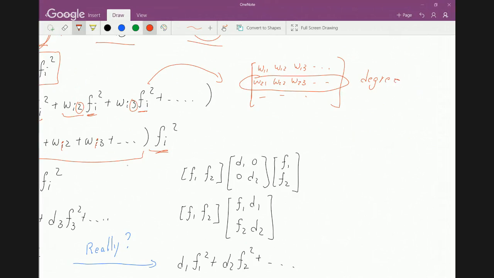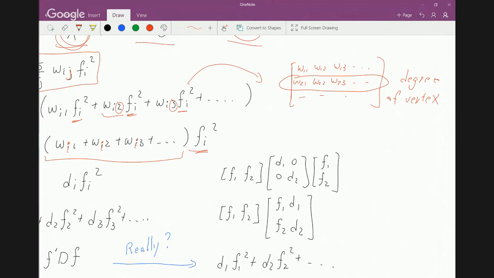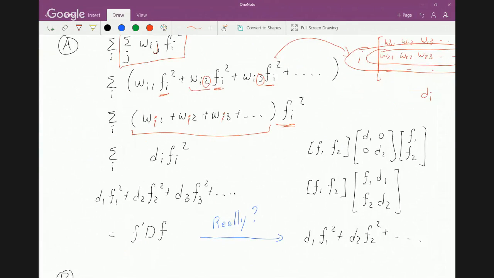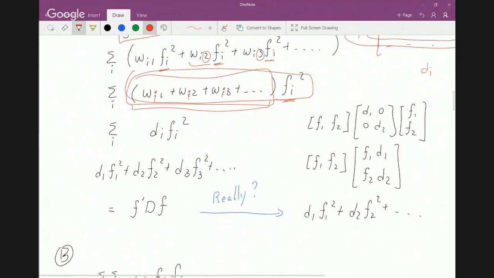Oops, degree of vertex. And when we add all these up, the degree of vertex, we call it di for the ith row. So this right here is the degree of vertex, di. Okay, so we have simplified this whole entire portion. Next, what does the i mean? Now we need to add it all up.